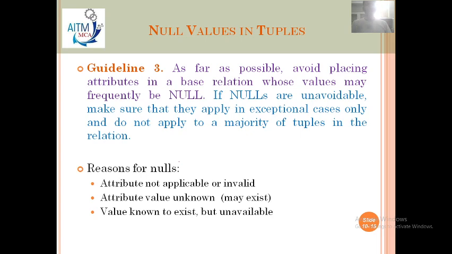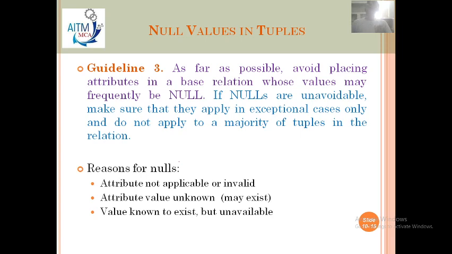Probably it may ask in Facebook and all those things. So there we hide it, or purposefully we will not enter that value. Got it? See, these are the three reasons. What are those? Attribute is not applicable. Example, a student will not have a salary. Salary is not applicable for you.